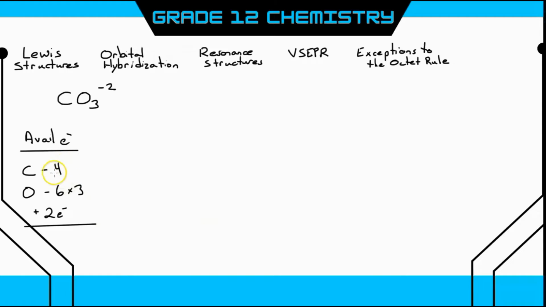So that gives us totals of 4. 6 times 3 is 18. So 18 plus 4 is 22. And then this additional 2 electrons, we get 24 electrons. So just as before, carbon has the most bonding options. Let's put it in the center. And let's go with symmetry and sort of separate our oxygens around it like so.